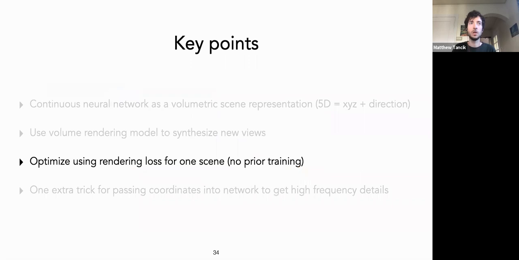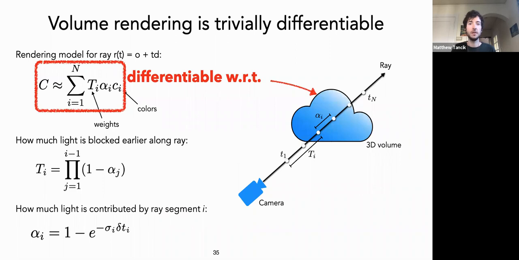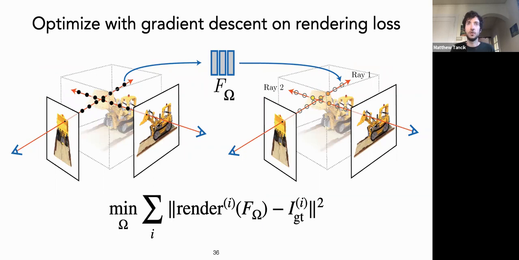Okay, so now let's take a look at how you would actually optimize one of these NeRF networks. If we go back to the expression for the accumulated color along each ray, it's clear that the final computed color is trivially differentiable with respect to the color and volume density at each sample. Therefore, it's also differentiable with respect to the parameters of the network that outputs the colors and volume densities. This lets us optimize the network's parameters using stochastic gradient descent to minimize the rendering error of the network along with the input images.